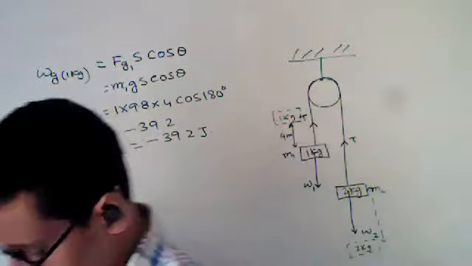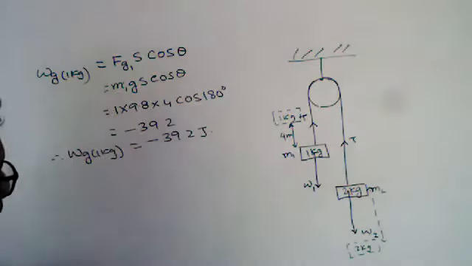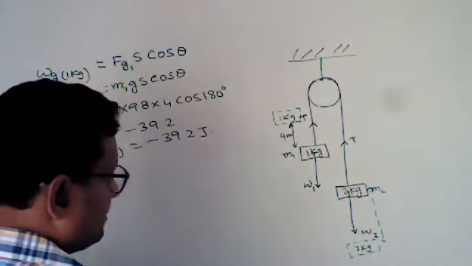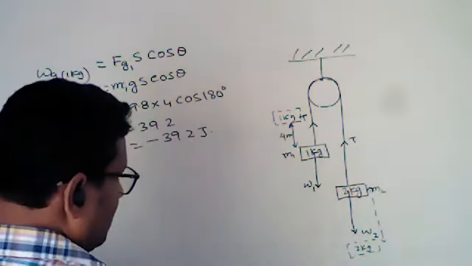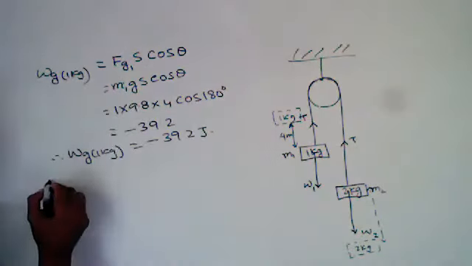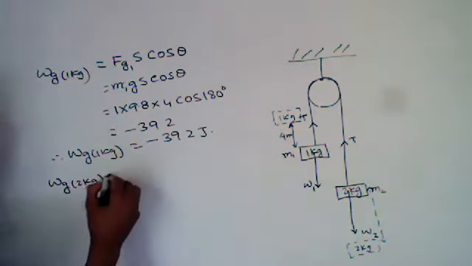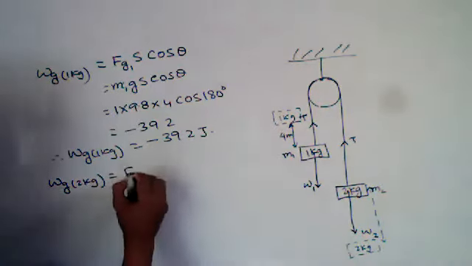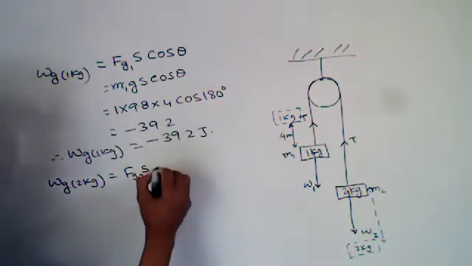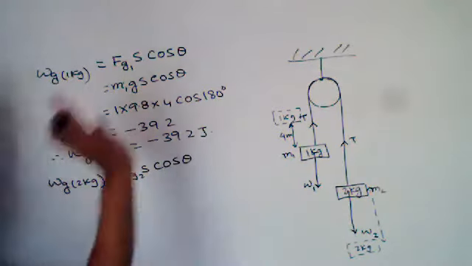Yes, sir. Okay. In this way, we can calculate the work done by gravitational force on 2 kg. Work done by gravitational force on 2 kilogram equals Fg2 s cos theta. Same equation.